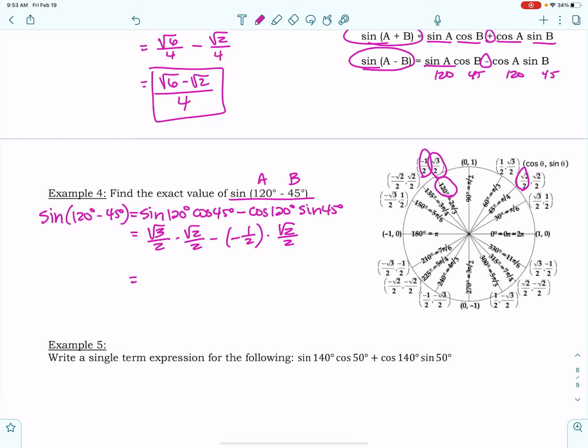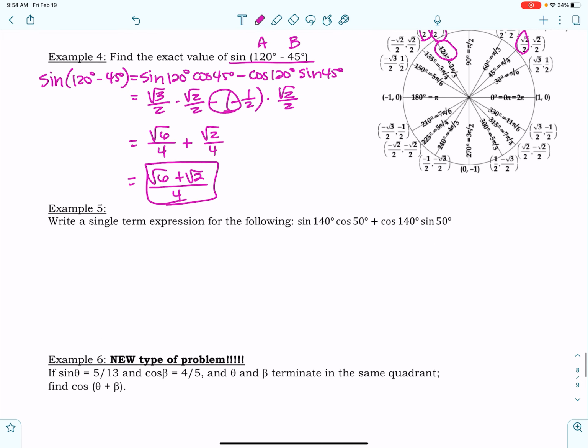Groovy. Radical 3 times radical 2, radical 6, that's a big surprise. 2 times 2 is 4. Notice what happens here. This changes to a positive. Oh my gosh, we got another combination of radical 6 and radical 2 over 4. It always works that way, kids. All the time. Trust me.